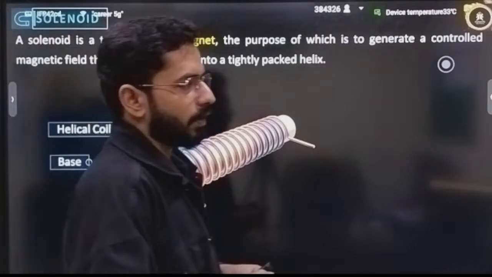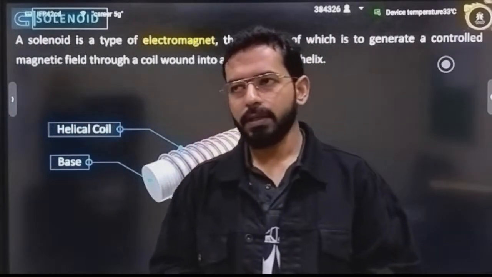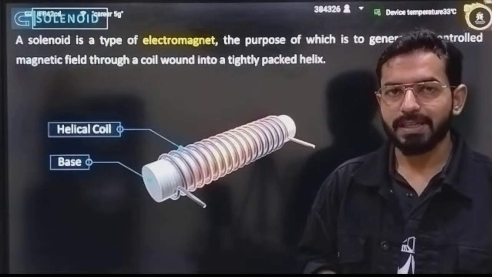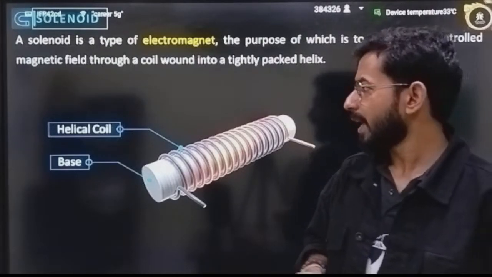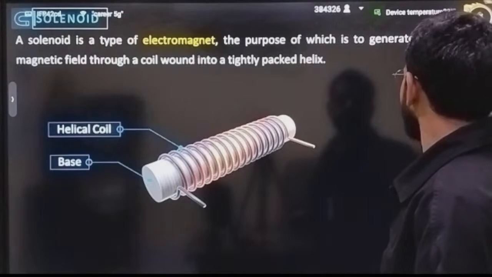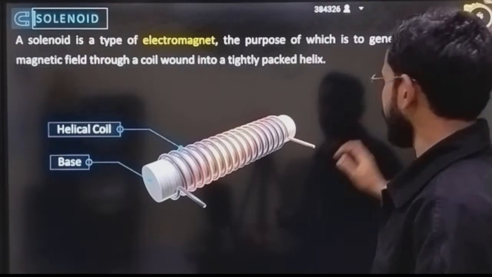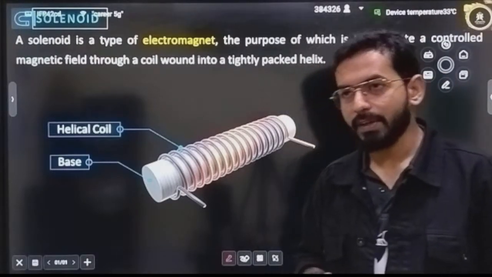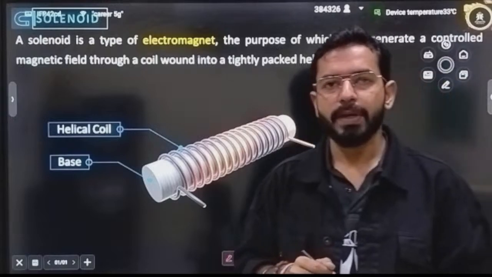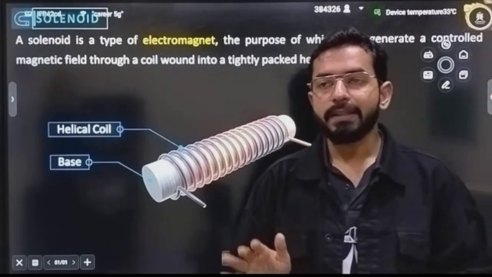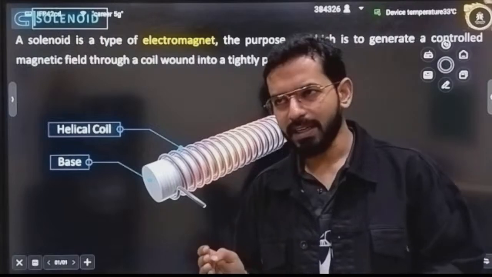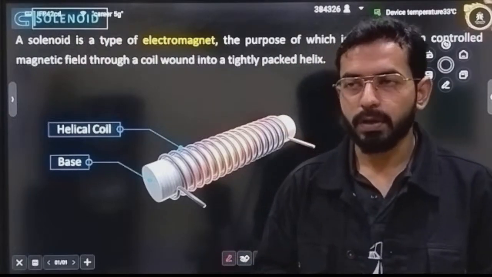Now the next two very important instruments that you have to study: one is the solenoid, and the second one is the toroid. These two are very important and have a very high probability of being asked in the board exam. The results that you will get from here are very important for competitive exams. For all perspectives, the toroid is a little less important than the solenoid, but the solenoid is very important.